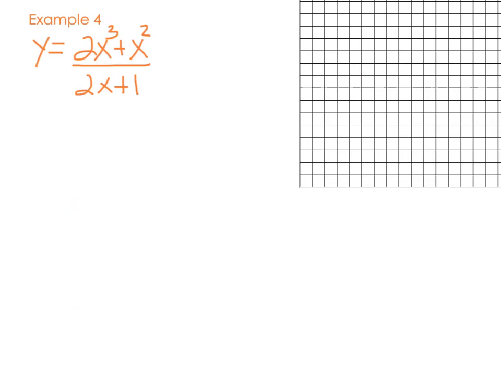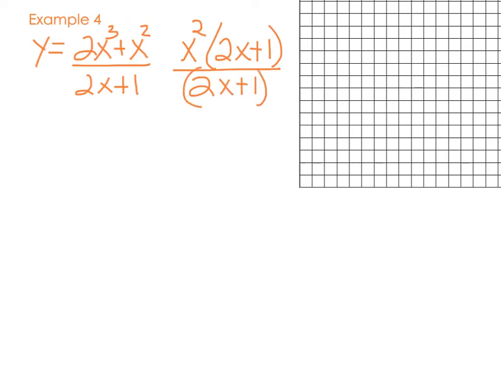Alright, this is the last example. We've got y equals 2x cubed plus x squared all over 2x plus 1. And once again, the very first thing you always want to do is factor, just to make sure things will or won't cancel out. So here on the top, I can factor out a greatest common factor of x squared, and then I have 2x plus 1 left. And on the bottom, we have 2x plus 1, which doesn't factor. But these two groups match, so you can cross them out.